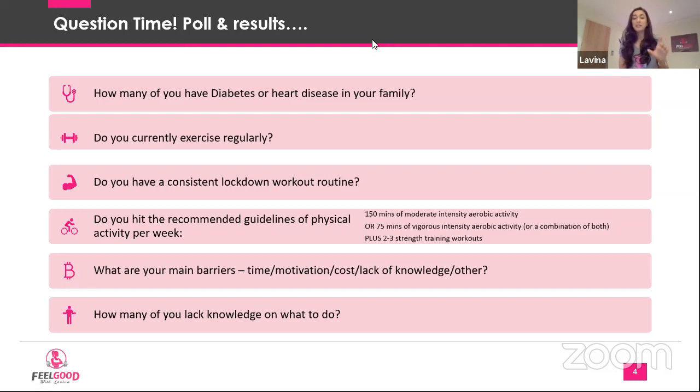So you guys have completely hit the nail on the head there. 15% said lack of knowledge, and there was another 15%. So it'd be interesting to see what that other 15% is. And do you lack knowledge on what to do? So actually 62% of you said you don't lack knowledge, and 38% of you say you do. So that's great. And thank you so much for your honesty.